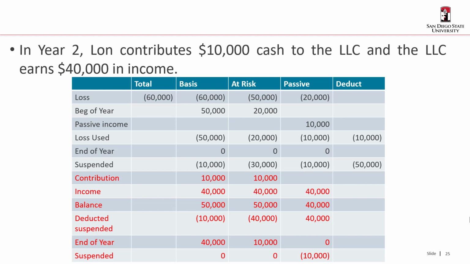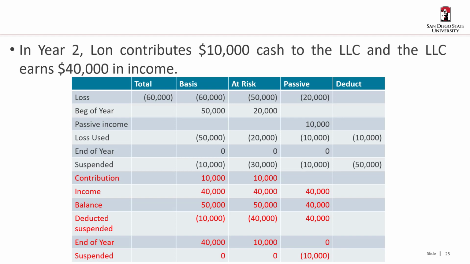And then lastly, we flip that into the passive income. Now notice that the contribution has no effect on passive income, right? The only thing we offset passive losses with is passive income. However, the LLC generated $40,000 of income. As a result, he can deduct $40,000 of his losses that were suspended of $10,000 and the new deduction for losses that's coming through at risk. So now he's left with only $10,000 suspended at year end, and all $40,000 can be deducted.